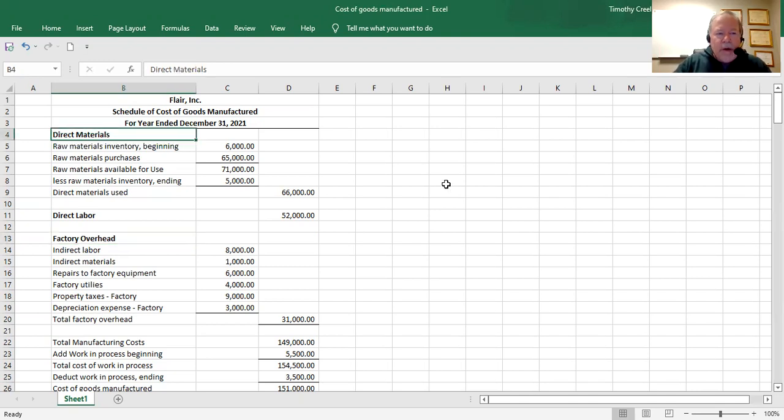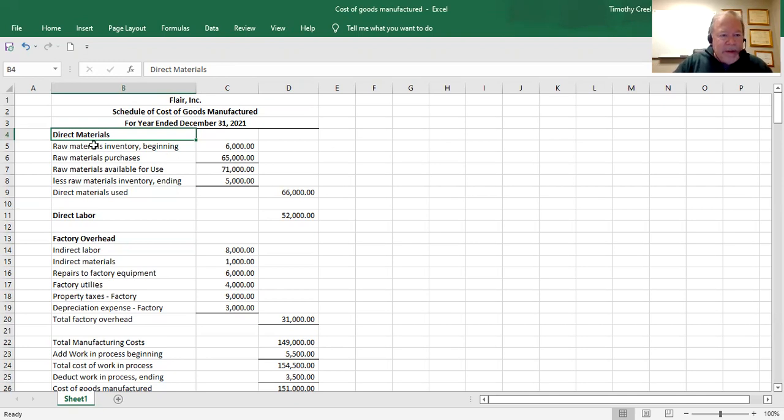So we would start off with direct materials, and notice that I've got a heading here: the name of the company, the name of the schedule of cost of goods manufactured, and the date that it covers, in this case for the year ended December 31st, 2021. Now, we start with direct materials. Again, these are the three elements of product cost: direct materials, direct labor, factory overhead, and they all enter into production in work in process, which is kind of the assembly line or where the products are manufactured or made.